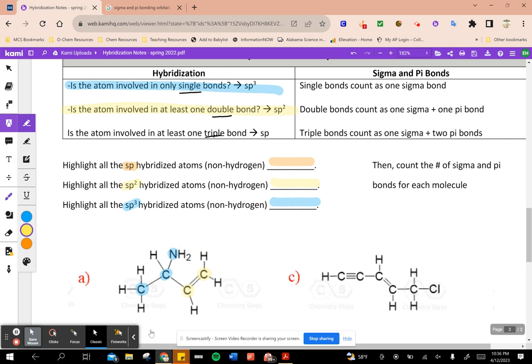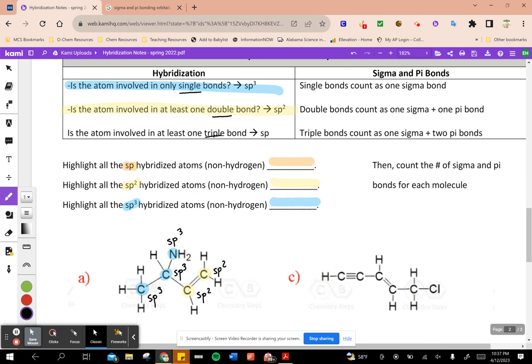And that's really what you need to be able to do practically, is figure out what their hybridization is. We're just using the color code as a shortcut, so you don't have to write it in every time, but that's what those colors are meaning.